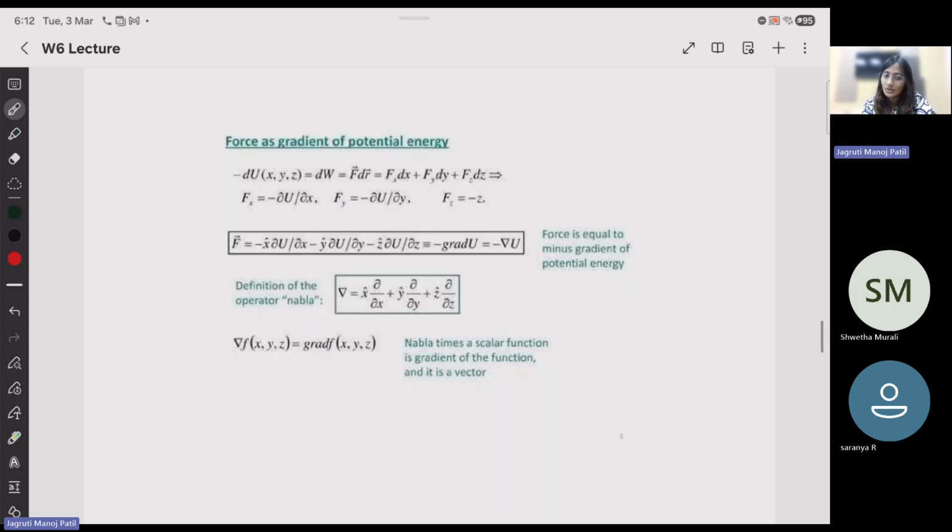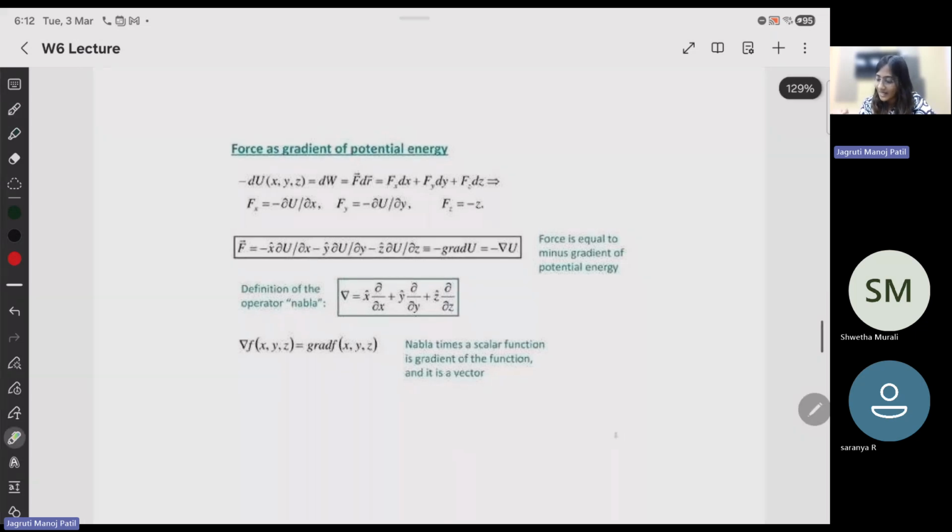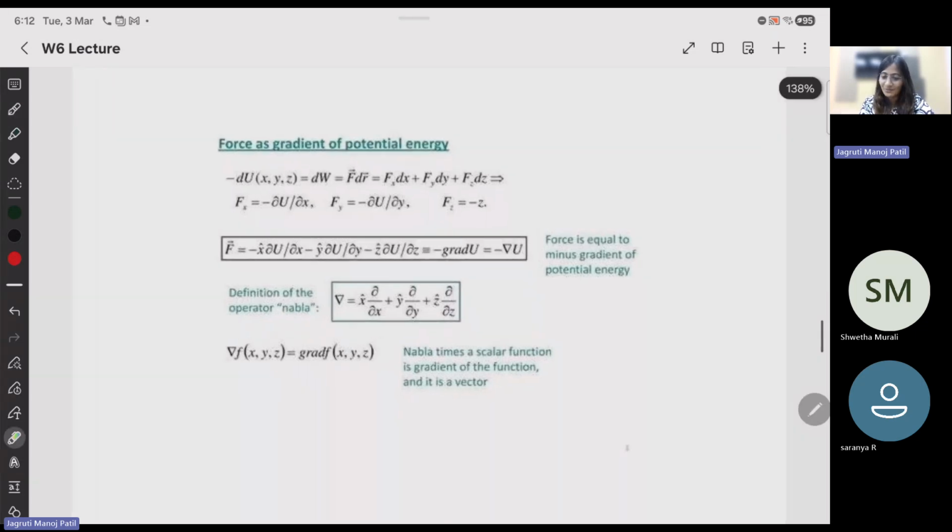So force is nothing but also a gradient of the potential energy that you have. That's a good example that I thought would be better for you to understand. So you can also write force as a gradient of energy. In this case, the negative sign is again because of the direction it is following.